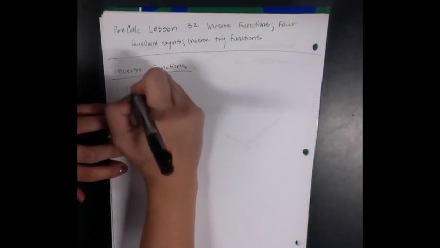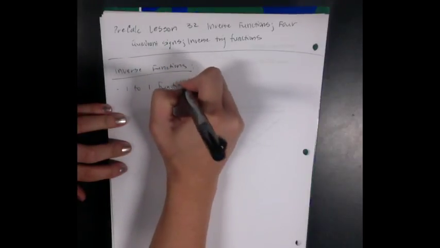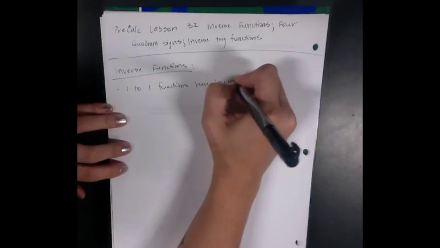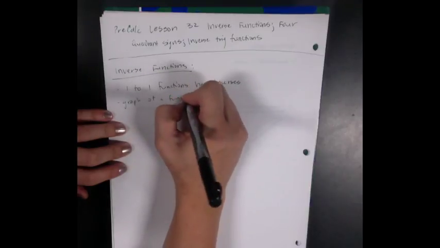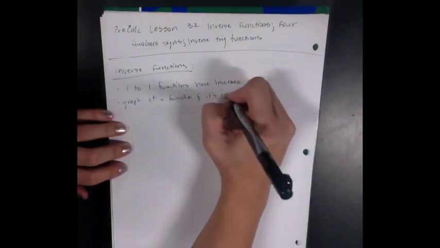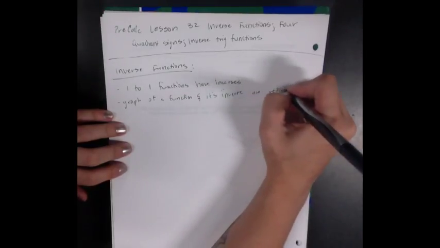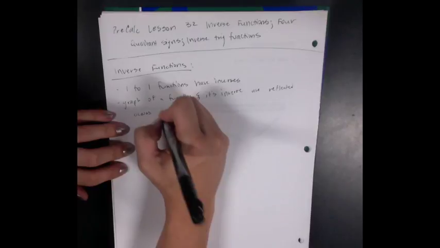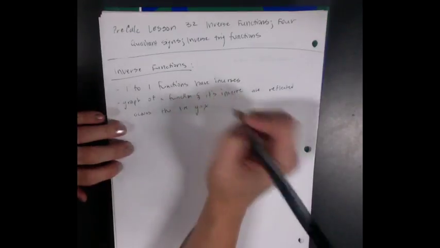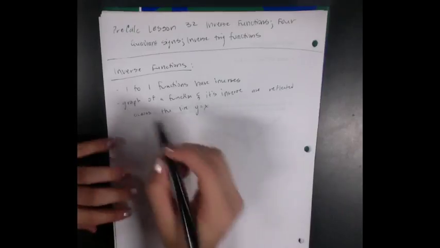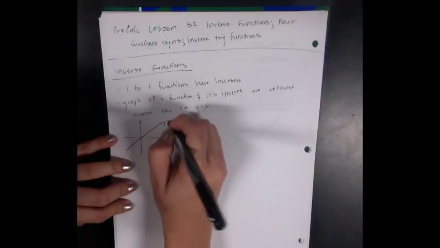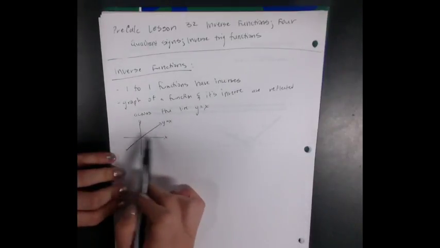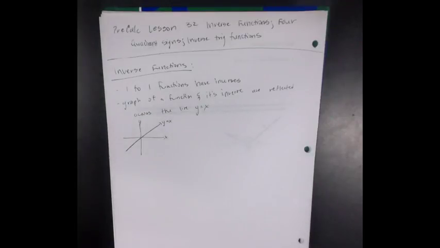Okay, inverse functions. A function only has an inverse if it is one-to-one. So one-to-one functions have inverses, and the graph of a function and its inverse are reflected across the line y equals x. Every time you have an inverse, this is our x, y, this is the line y equals x, and your inverse is flipped across this line. We'll show you examples of that.